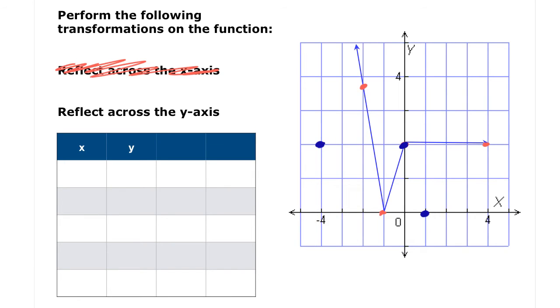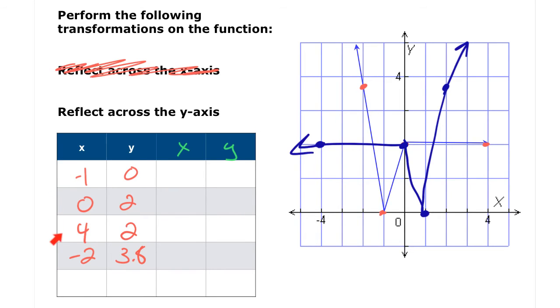And lastly, this point would get flipped to right there. And if I connect these, I should see just a flipped version of my previous line.